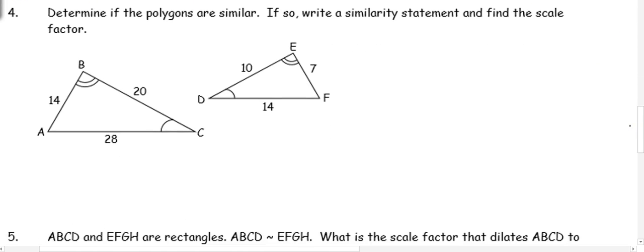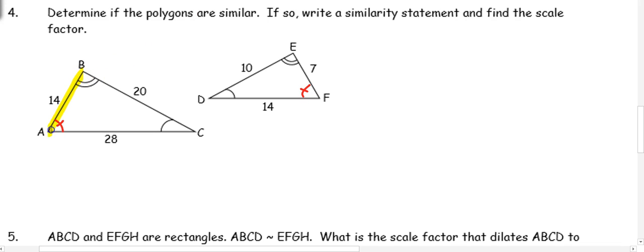Number 4, determine if the polygons are similar. If so, write a similarity statement and find the scale factor. So in this case, if two sets of angles are already congruent in the triangle, the third angle must also be congruent. So we know that A is congruent to F. We also need to show that the sides are proportional. So the sides that match up need to all reduce to the same fraction.